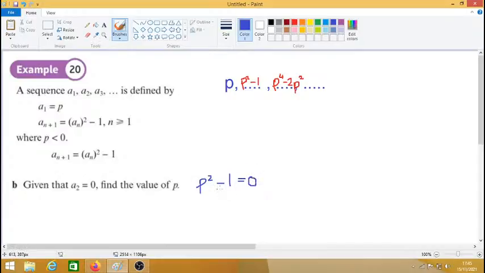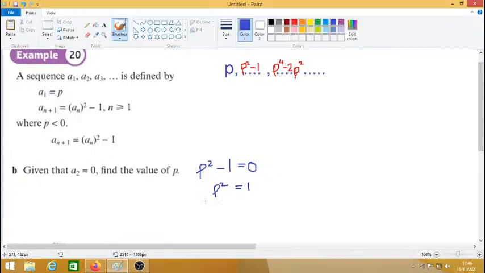I'm just going to add 1 to both sides, so that makes p squared equals 1. Next step, you've probably understood, is the square root, so that means p is equal to the square root of 1, which is plus or minus 1. There's two answers to square roots. But remember, p has to be less than 0, so which one are you going to choose, plus 1 or minus 1? You're going to have to choose the minus 1. So p is equal to minus 1.